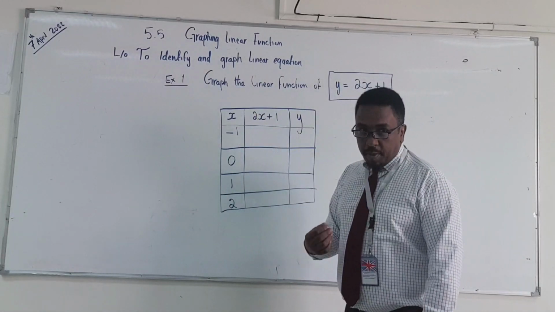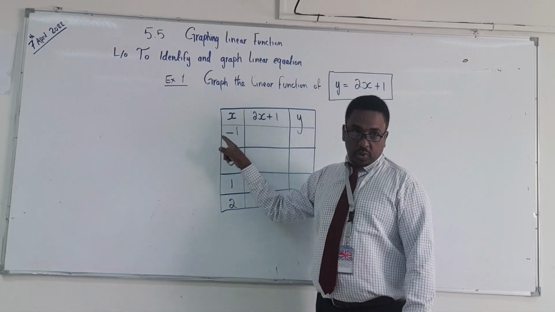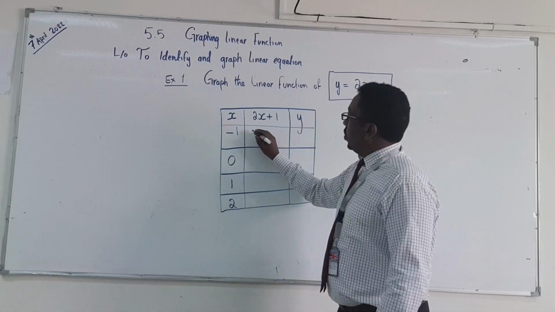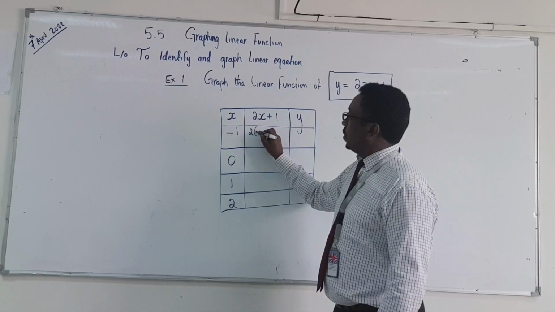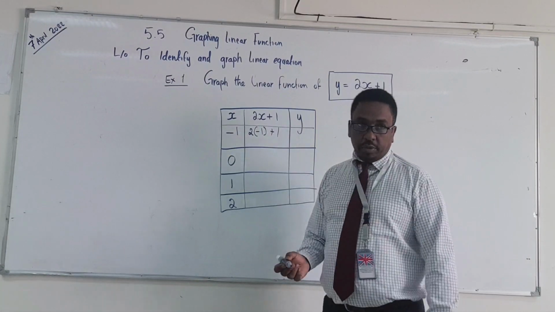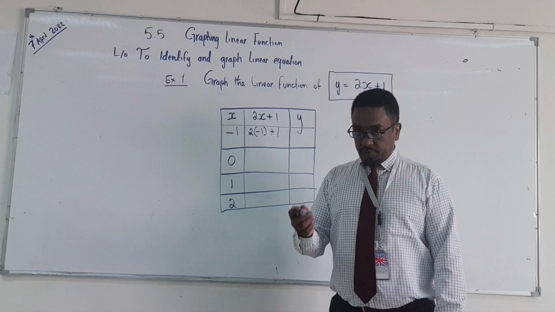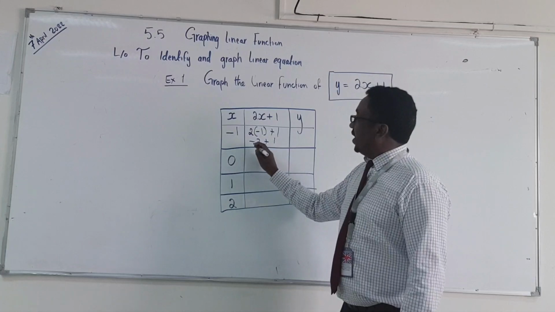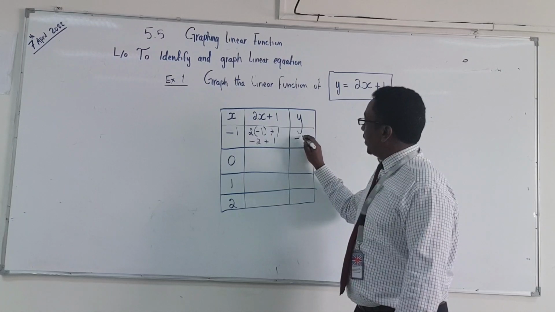So let's use that. Remember what we did yesterday? We replaced the x with what? With the first number, which is negative 1. So we say 2, open bracket, instead of x, what should I put? Negative 1, and then plus 1. So we need to work this out. What is 2 times negative 1? It's negative 2. So we have negative 2 plus 1. What is negative 2 plus 1? Negative 1. Well done. So we have negative 1 here.